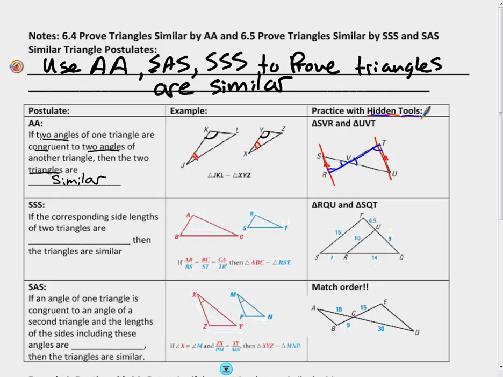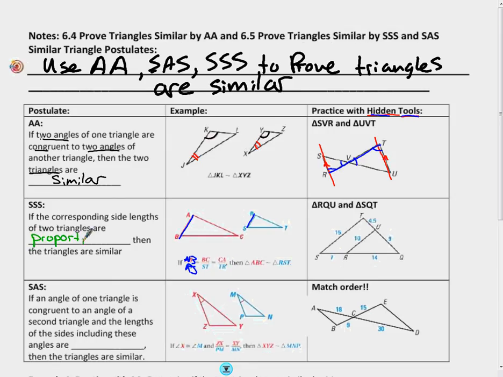My next postulate, side, side, side. If corresponding side lengths of 2 triangles, so AB and RS, they are corresponding side lengths. They match each other in order. If those corresponding side lengths of 2 triangles are proportional.